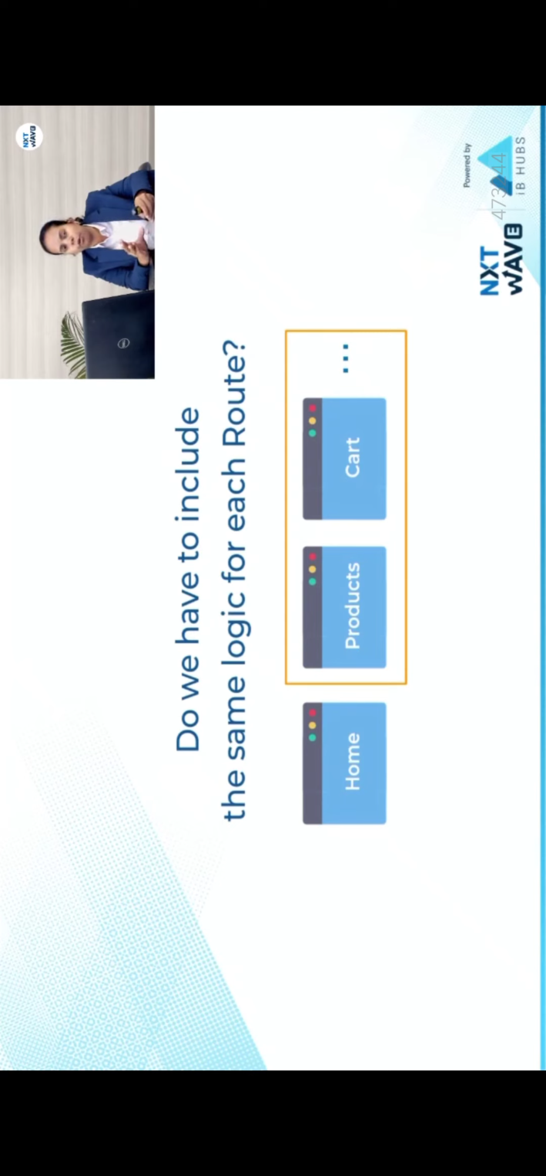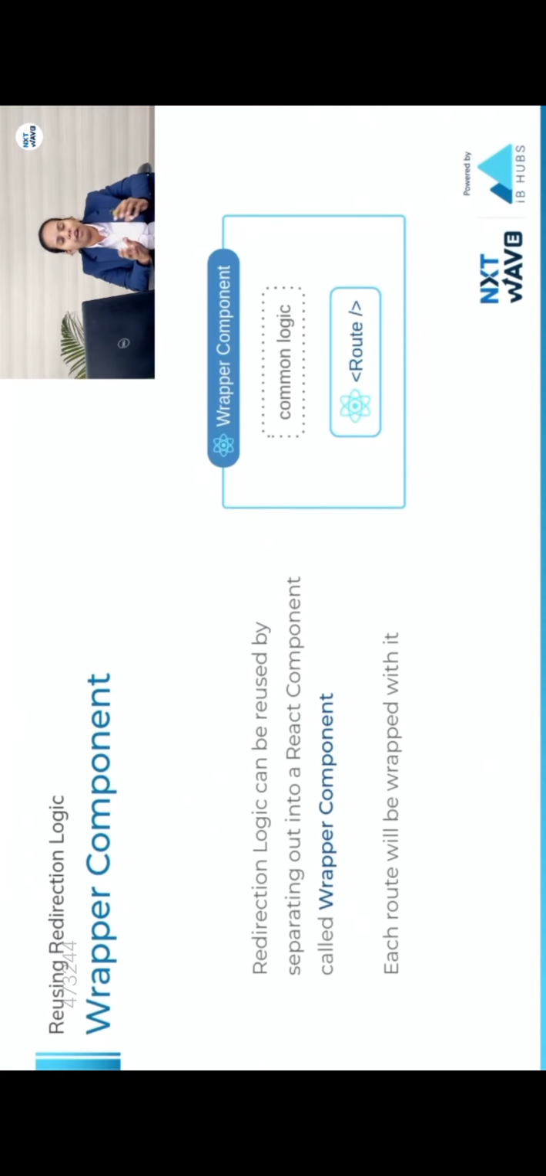It's just the same piece of code and it has to be repeated in different components. So there's a lot of duplicacy, right? So in Home, it's the same piece of code. In Products, it's the same piece of code. In Cart, it's the same piece of code, right? So is there a solution? Can we avoid this duplicacy? Yes, we can do that. So we can make use of the wrapper component.